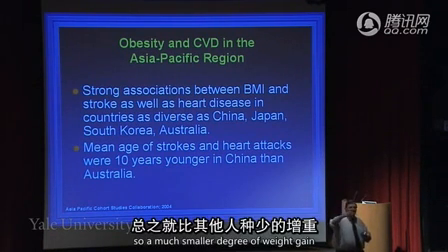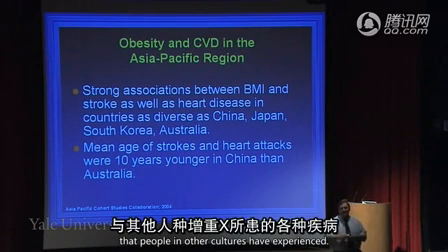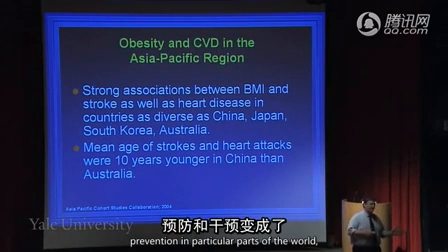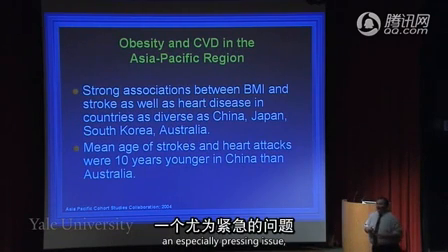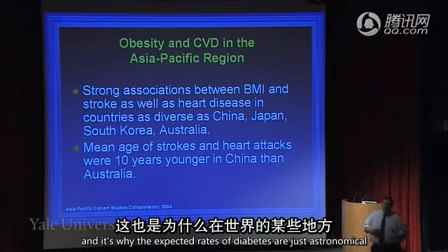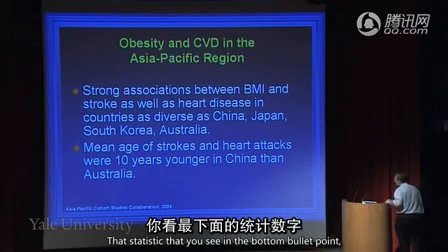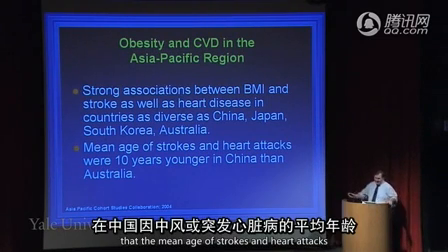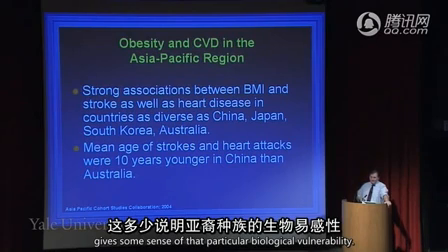So a much smaller degree of weight gain is producing the same health ramifications that people in other cultures have experienced. That makes intervention or prevention in particular parts of the world an especially pressing issue. It's why the expected rates of diabetes are just astronomical in some parts of the world. And that statistic you see in the bottom bullet point, that the mean age of strokes and heart attacks was 10 years younger in China than Australia, gives some sense of that particular biological vulnerability.